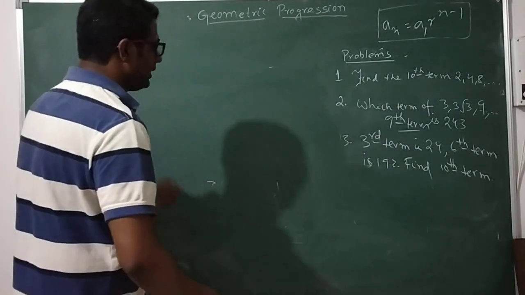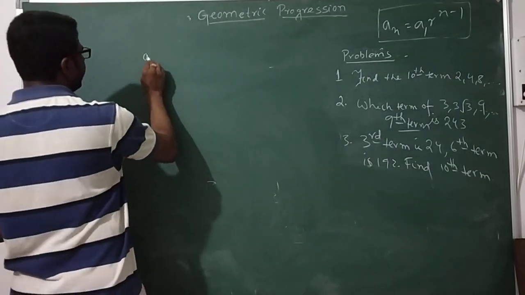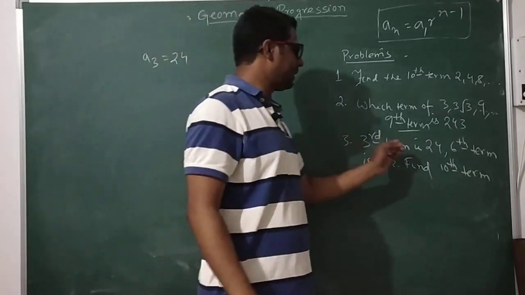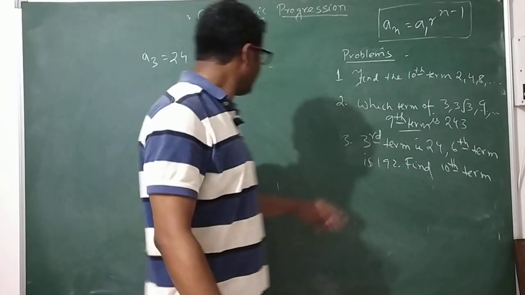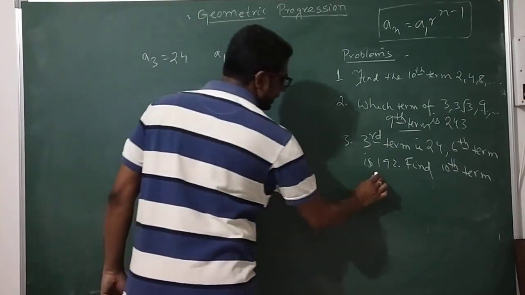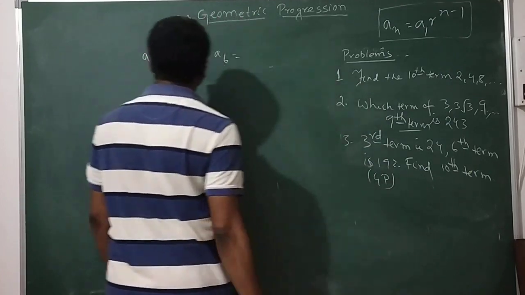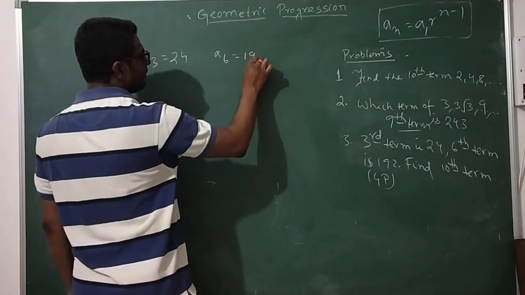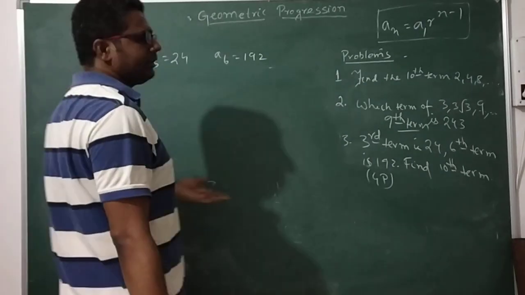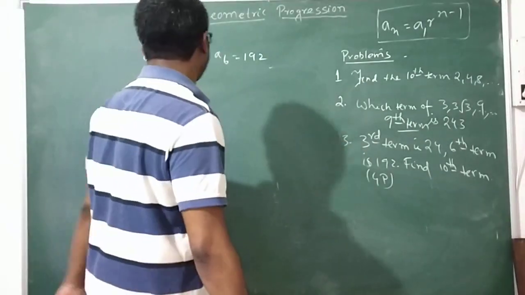Next: the third term is 24. Okay, so I can write A3 is 24. Here it is already said it is in GP. Third term is 24, sixth term is 192. In this problem it is said it is a GP series. 192. Find the 10th term. Whatever I have to find out, I will do it later because I do not know the r, I have to find it out.